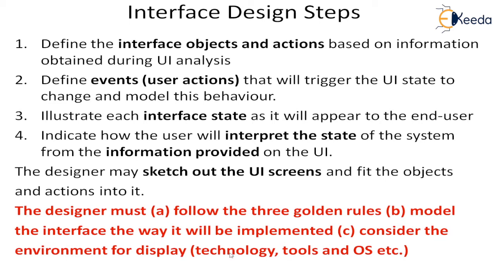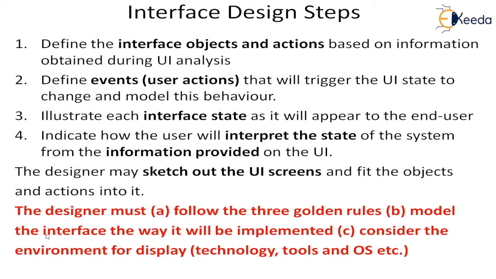Because this is the technology involved, the user interface has to be something we are able to build. So this is one constraint which the designer has to remember when he is doing the design. And he has to follow the three golden rules for the user. He has to do the interface in the way it will be implemented, not the way the user will see it. The user will see it only if it is implemented.